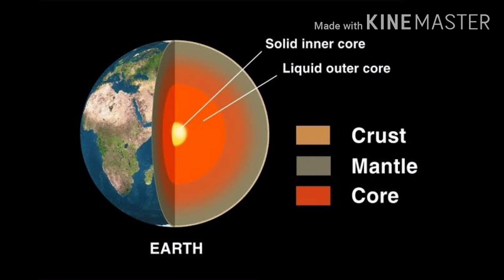make it up. Each layer has its own properties, composition, and characteristics that affect many of the key processes of our planet. They are, in order from the exterior to the interior: the crust, the mantle, the outer core, and the inner core. Like all terrestrial planets, the Earth's interior is differentiated.